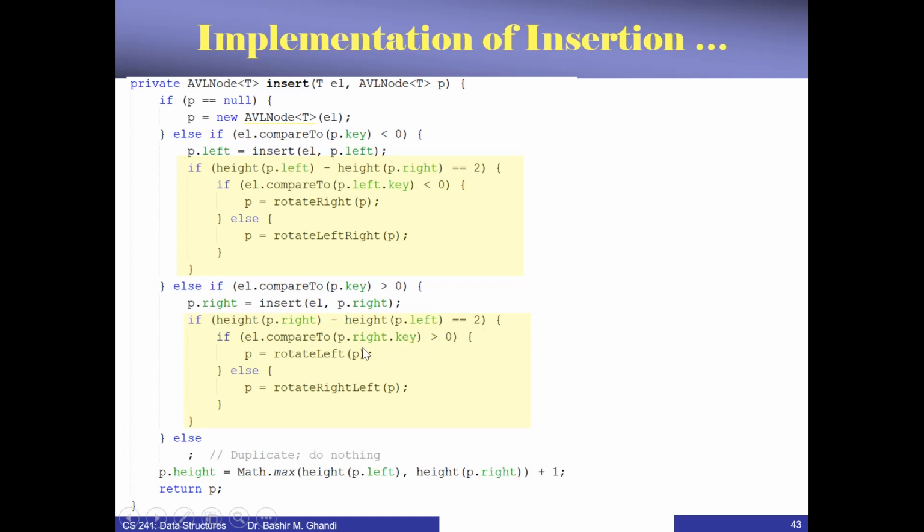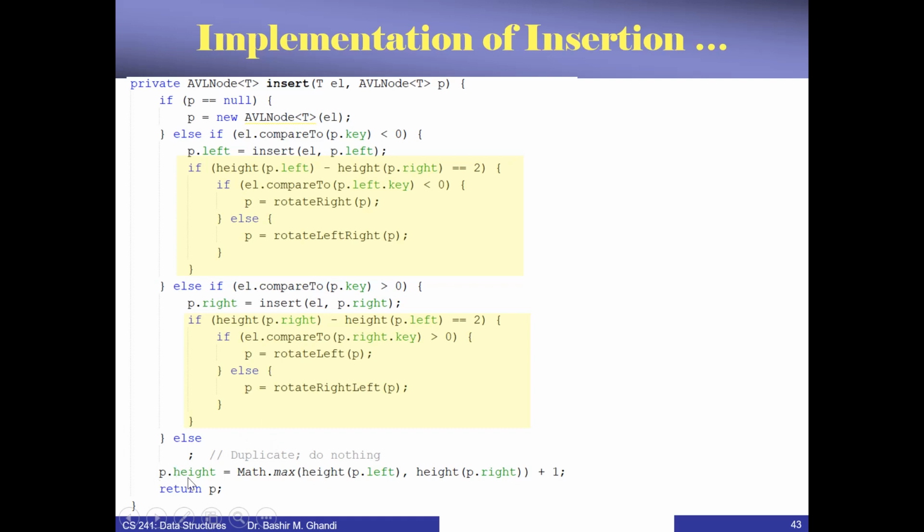To check, we have to compare the element we inserted to p.right.key. If the element was greater than p.right.key, it means we have inserted right-right. Therefore, the rotation to do is rotate left. Otherwise, it was right-left, so we have to do a right-left double rotation. This is the addition we have to make to the insert method of BST for us to achieve the insert method of AVL.